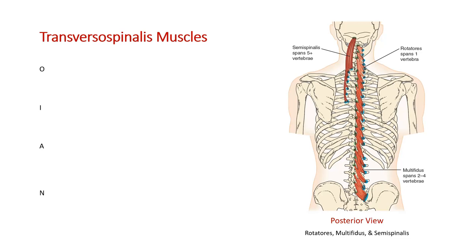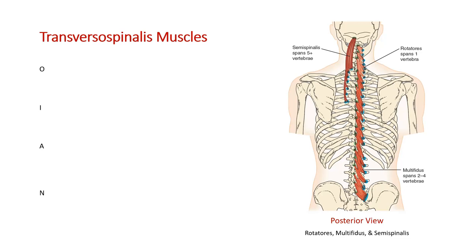Transversospinalis. So first, looking at the term, the transversospinalis, it really gives us where the muscle attaches. So transverso in this case actually is referring to the transverse processes of the spine, and spinalis just means the spinous processes. Because of those attachment points, we see an oblique angle with the transversospinalis.